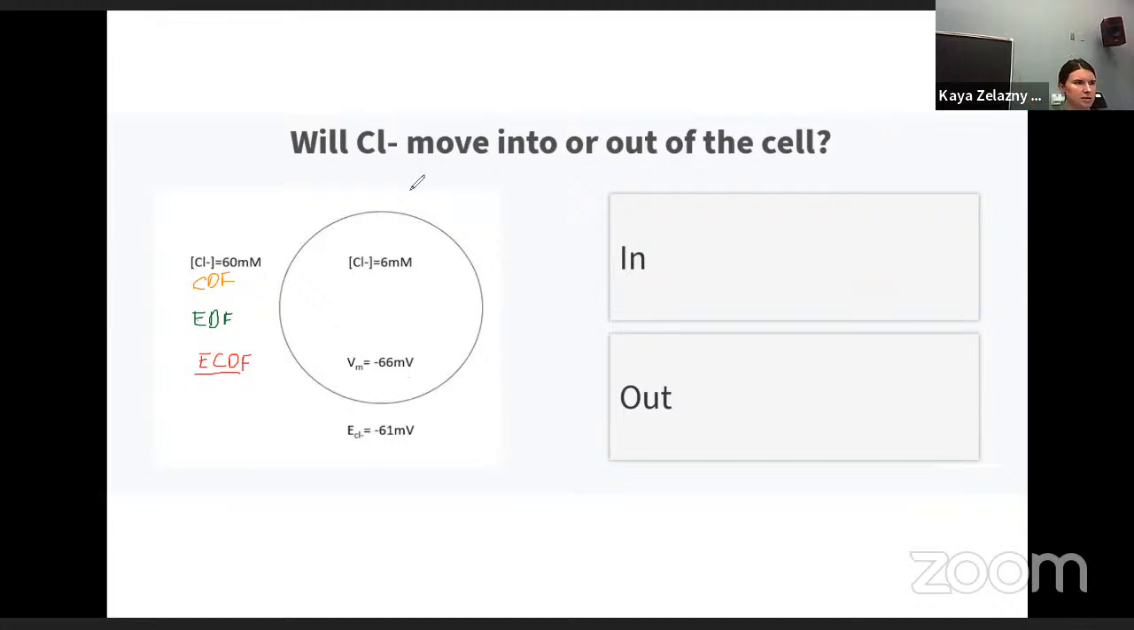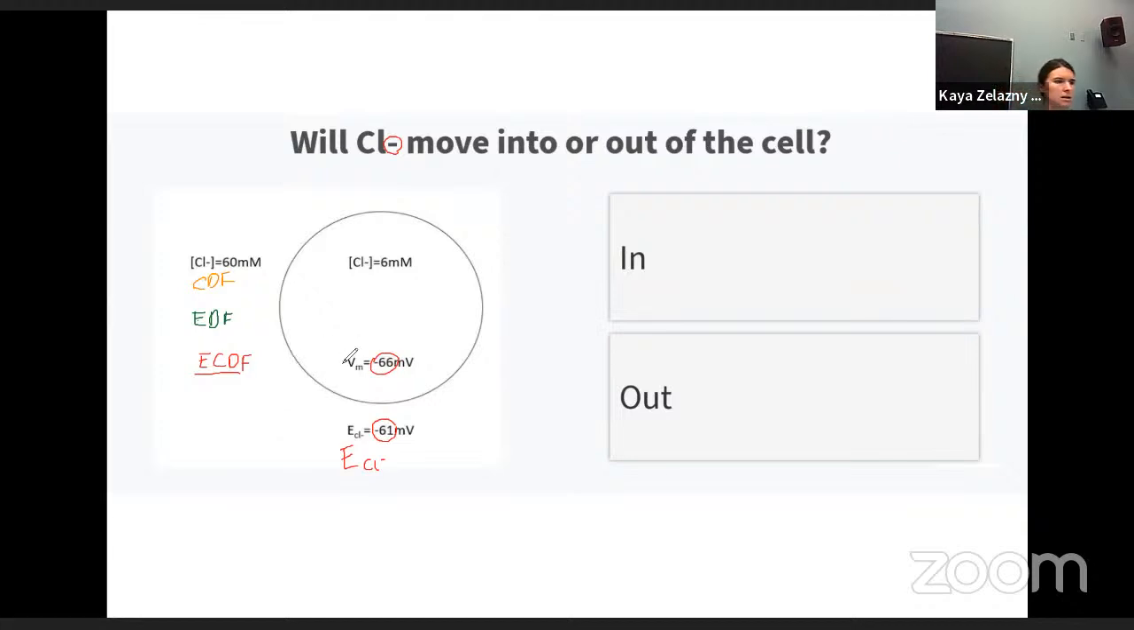So we know a couple facts, right? We know chloride ions are negative, they're anions, right? So they're carrying a negative charge. We know the cell is at negative 66 millivolts. That's its membrane potential. We know that our equilibrium potential for chloride ions, ECl, is negative 61. So how could we get negative 66 to negative 61 by moving chloride ions? You're going to move them into the cell or out of the cell.